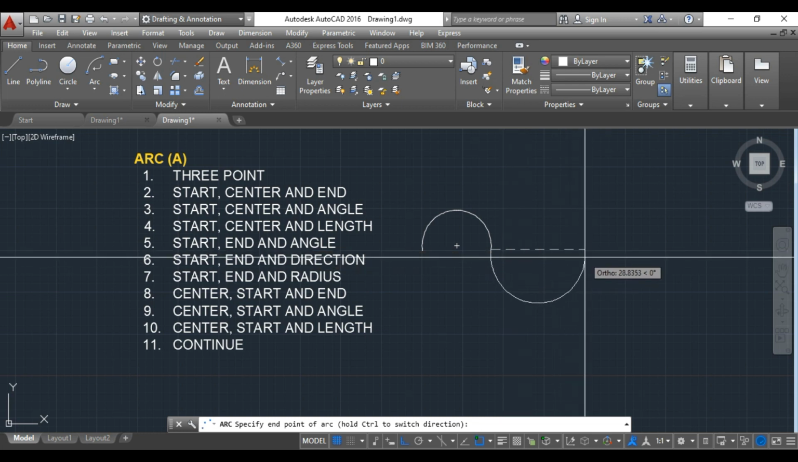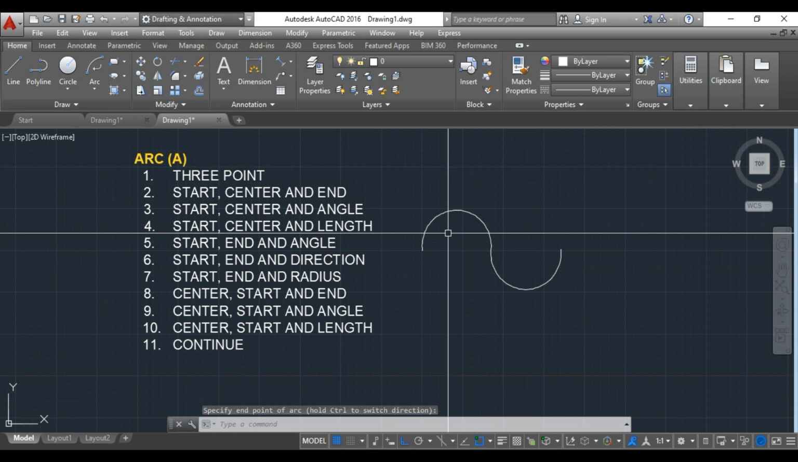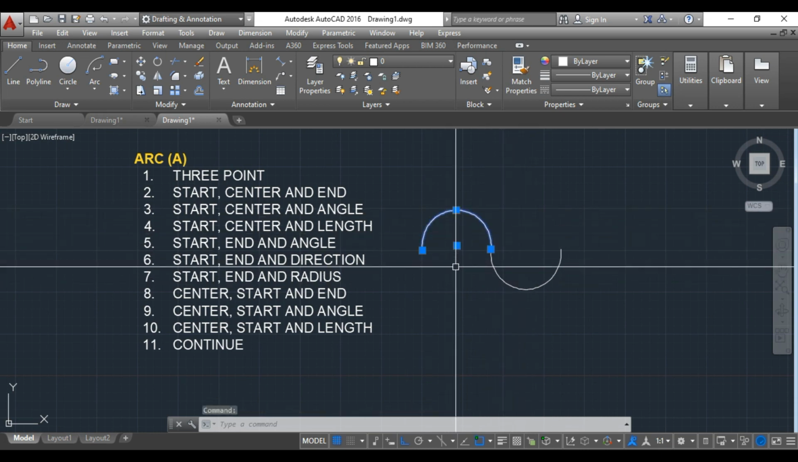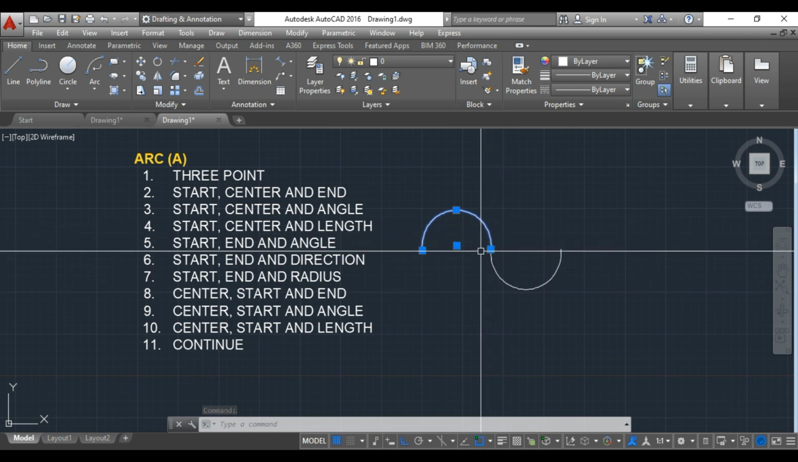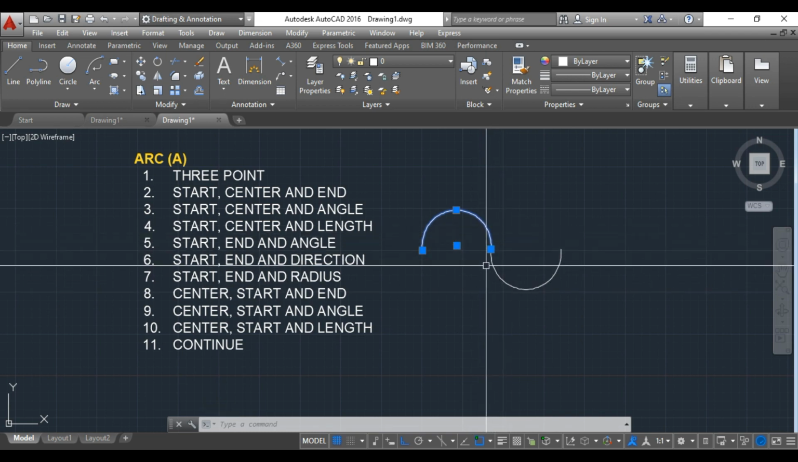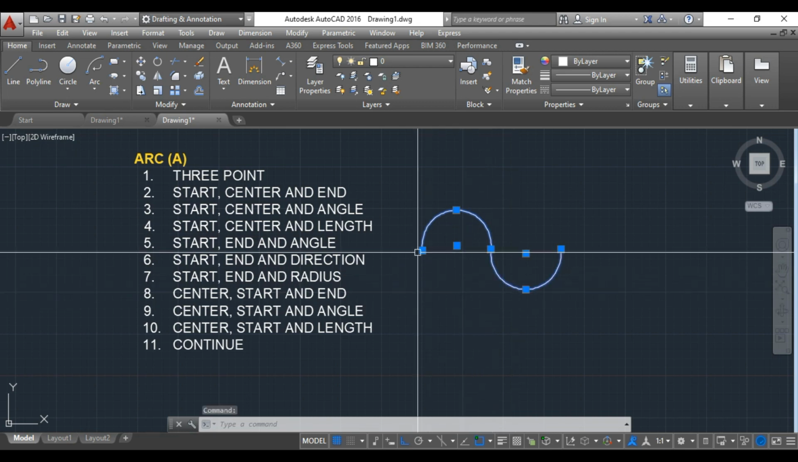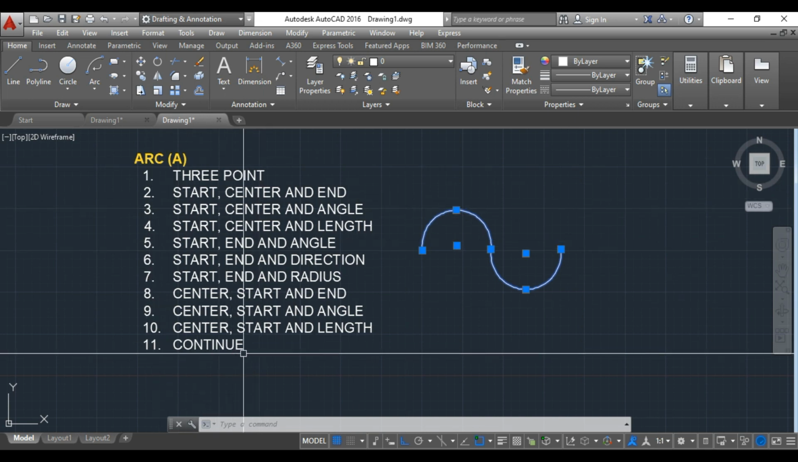So now I can draw as many arcs as I want. It only works when the previous arc is there. The end point of the first arc is going to be considered as the starting point of this second arc. So this is how we are going to draw an arc. So all the 11 methods I have shown you.